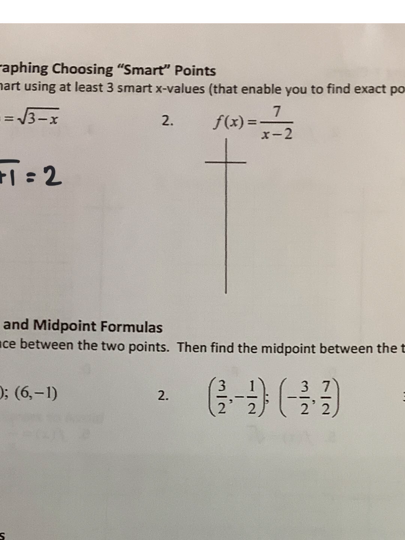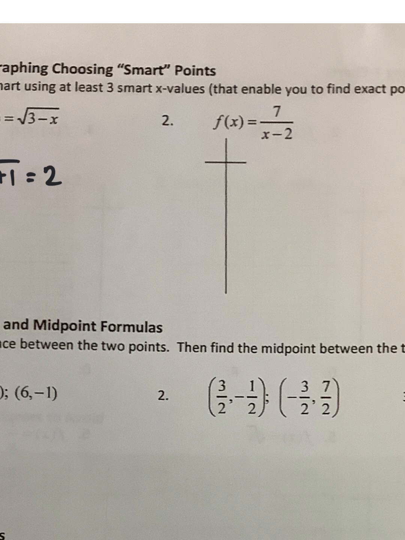3, which is a big long decimal. That's not going to help me. All right, if I put a 1 in there, is that going to help me? What's 3 minus 1? 2, and the square root of 2 is a big long decimal. All right, those are not smart points. They are still on the graph, but they are not smart points.